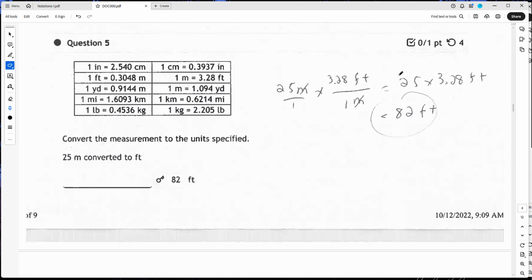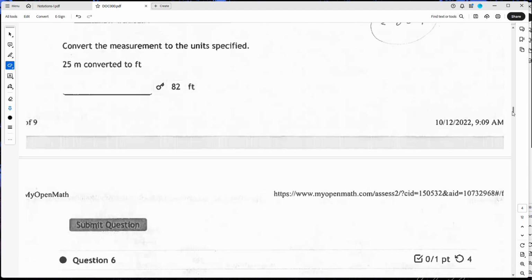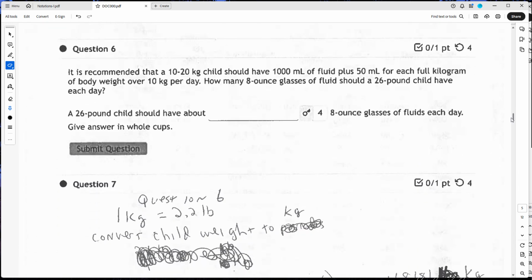This one here: 25 meters converted to feet, so you want meters to cancel out and replace it with feet. 1 meter is 3.28 feet. So meters cancel out, so 25 times 3.28 gives me 82 feet. Question 6.